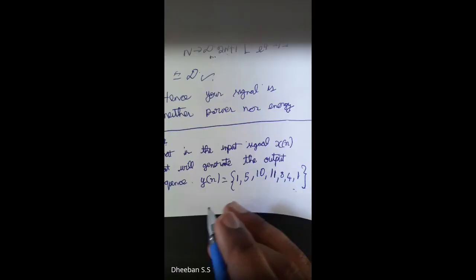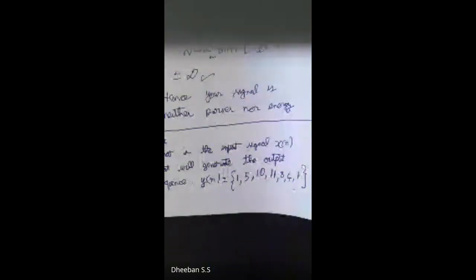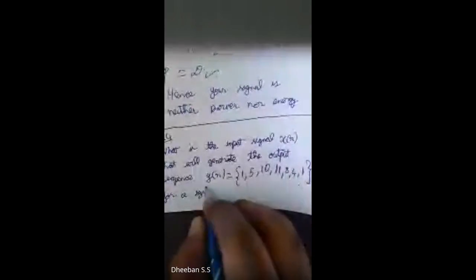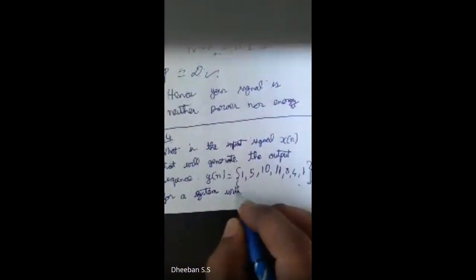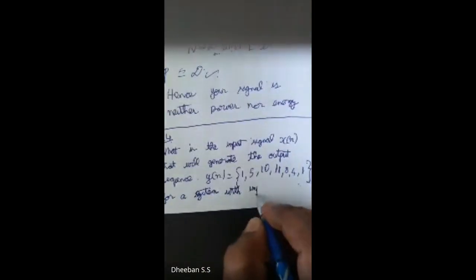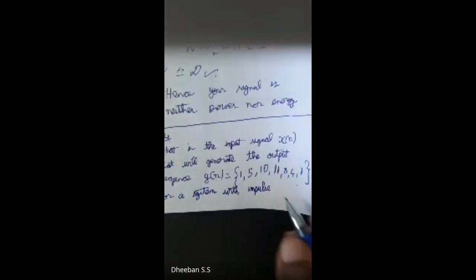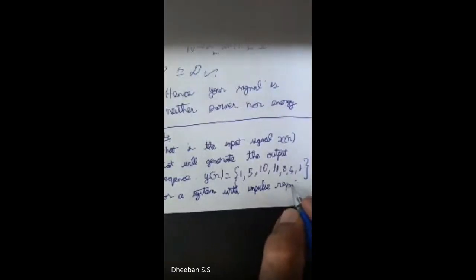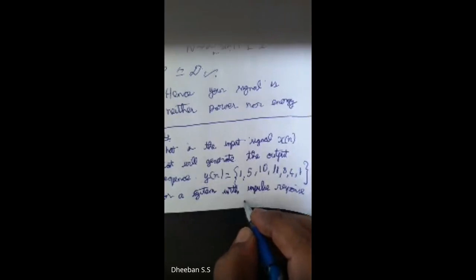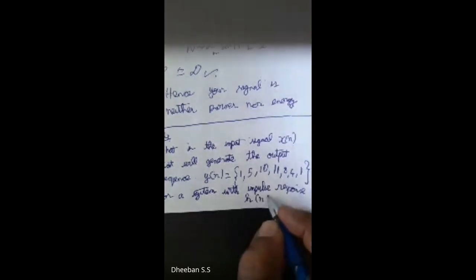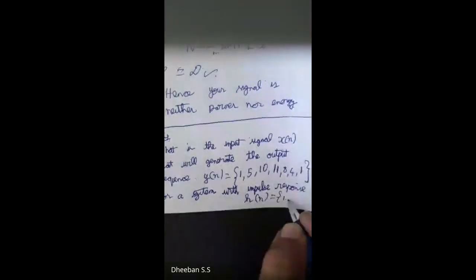This is your y of n. So for a system with impulse response h of n equal to 1, 2, 1.